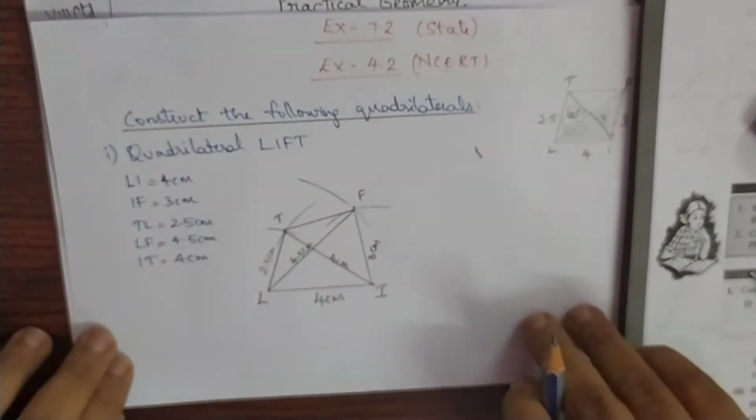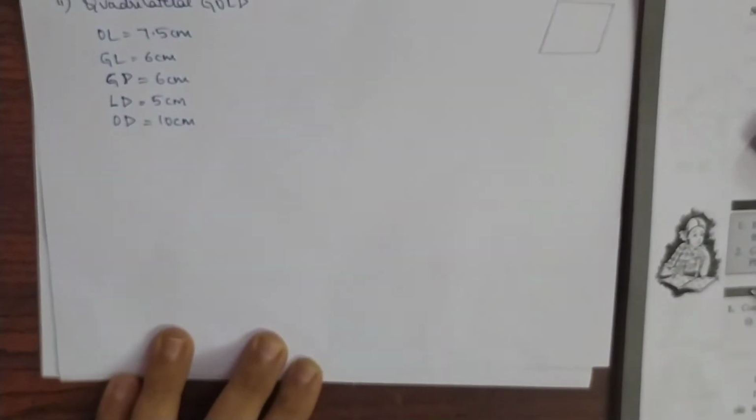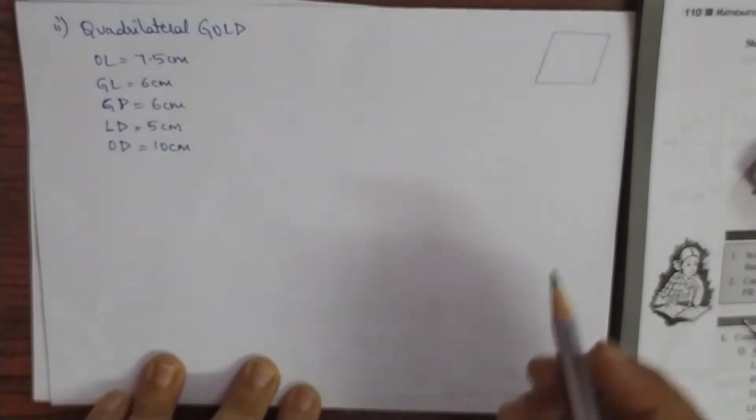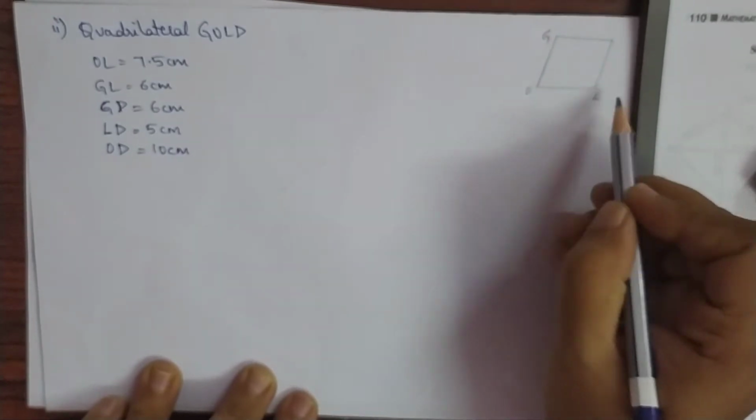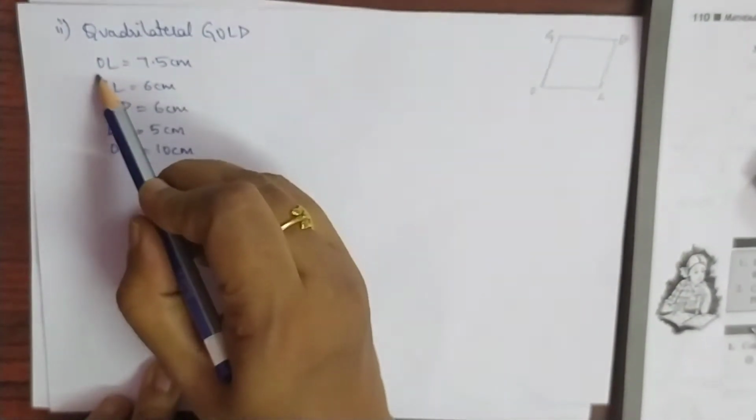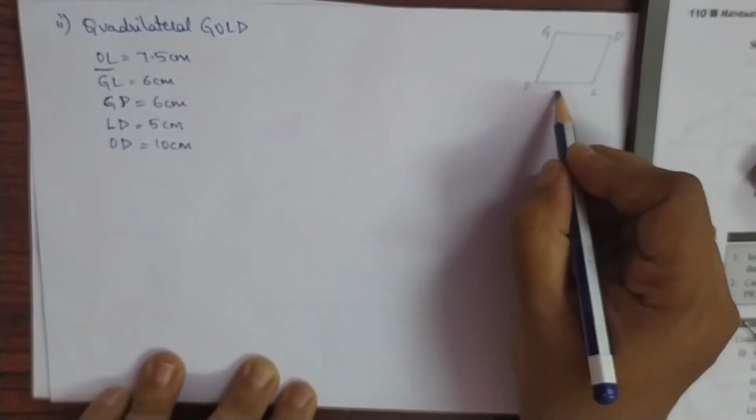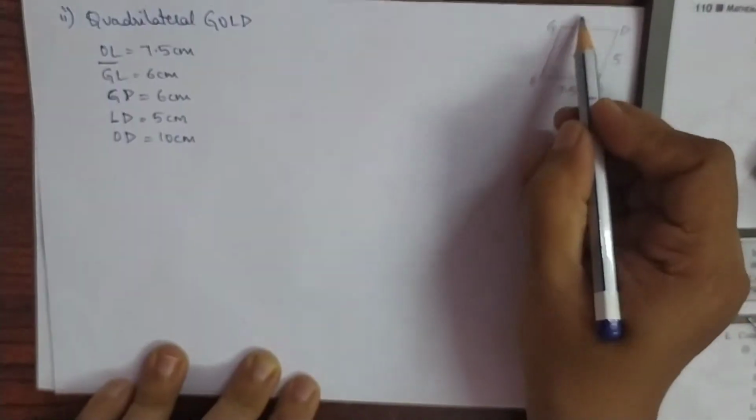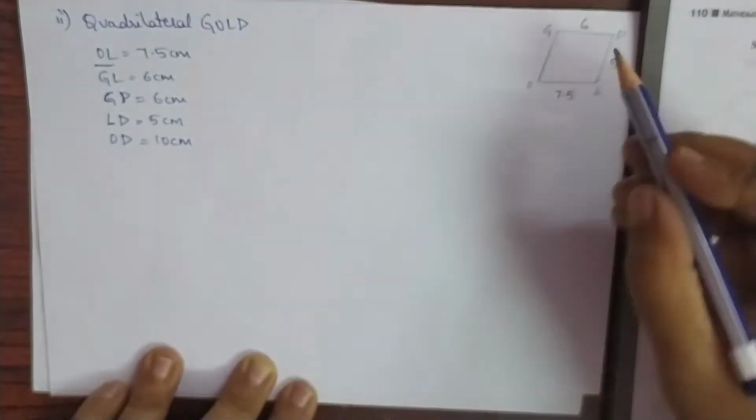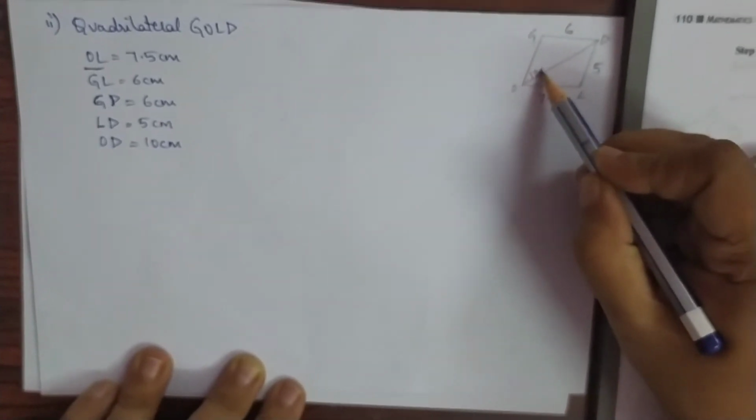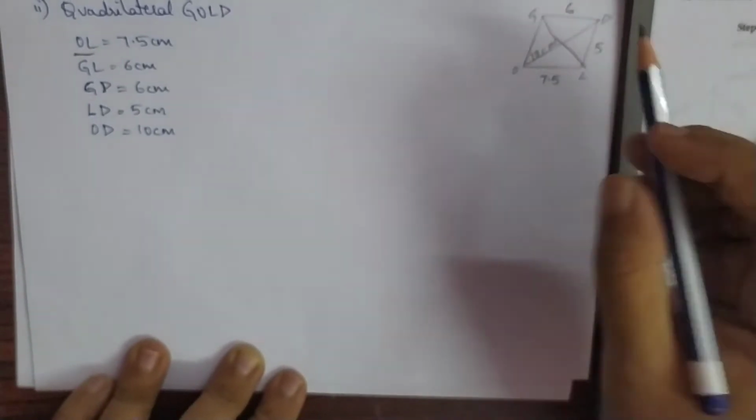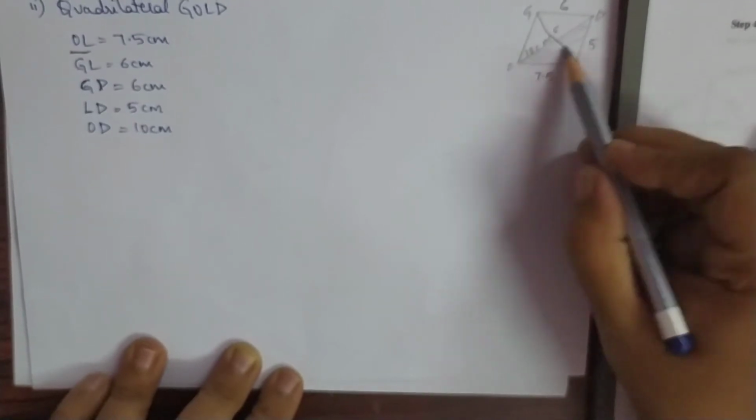Let's move on. Next is quadrilateral GOLD. So let us start. GOLD. OL is given, and whichever is the first measurement given, I usually take that as the base. LD is 5, GD is 6, OG is not given. OD is given, which is 10. LG is given, which is 6. So I am basically going to construct this part first.